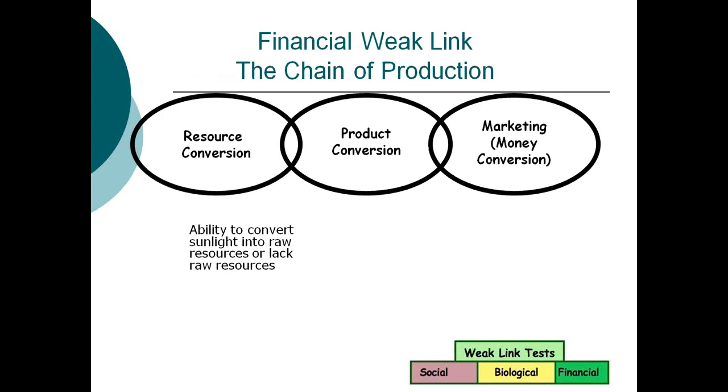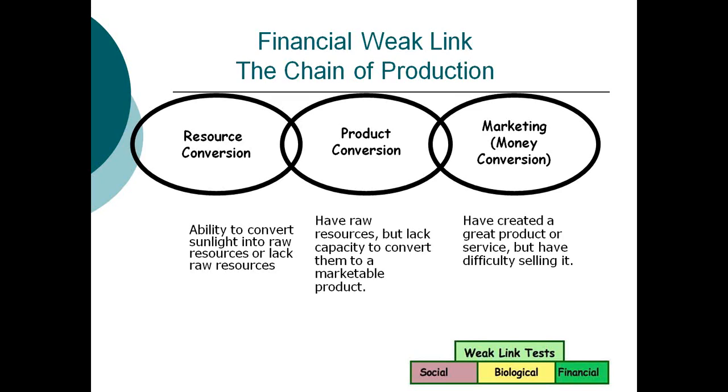Oops, click again. Oh, okay, it got out of order there. So those are our chains here. And that's just what I just talked about. So your ability to convert sunlight into raw resources, or you lack the skills or the knowledge, those sort of things. Or product conversion, you may have raw resources but lack the capacity to convert them to a product. Or you might have a great product or service but have difficulty selling it or even collecting the money from it. So I apologize, those are out of order.